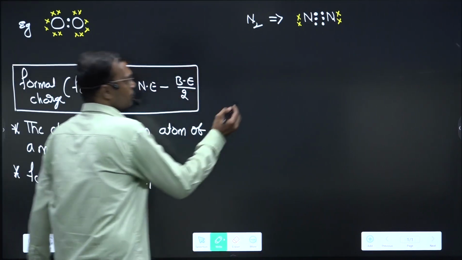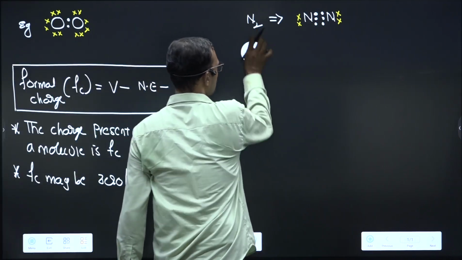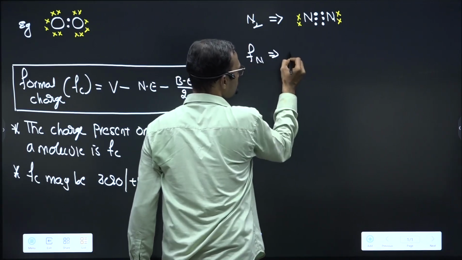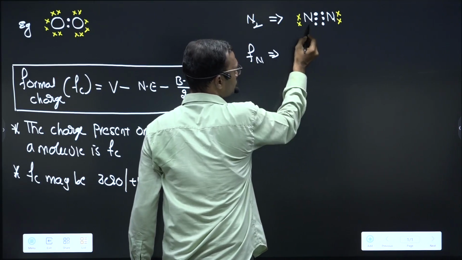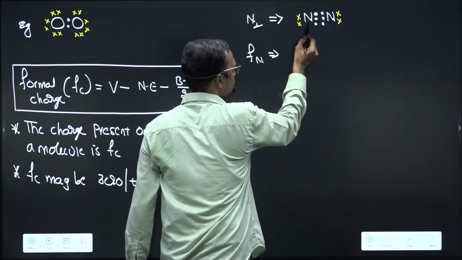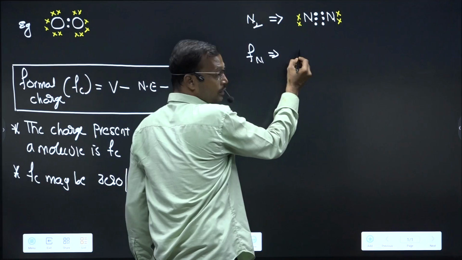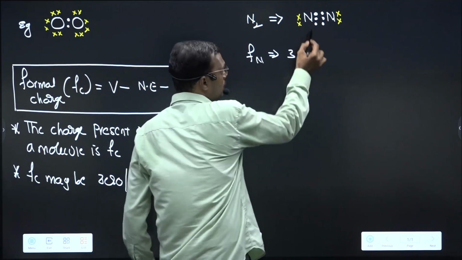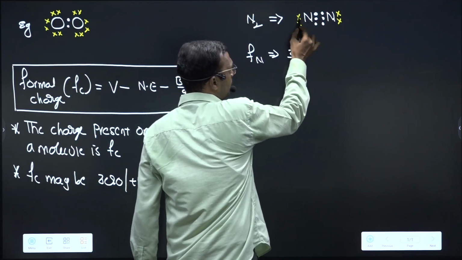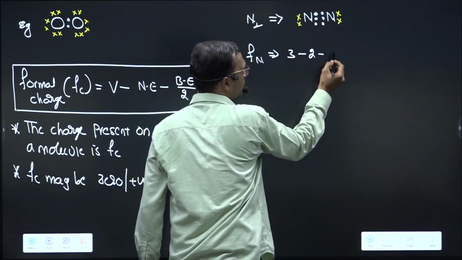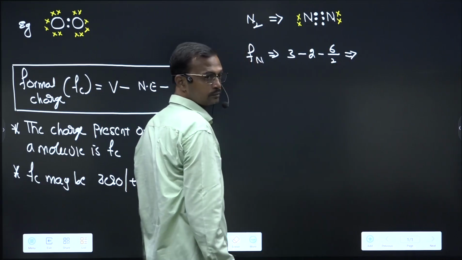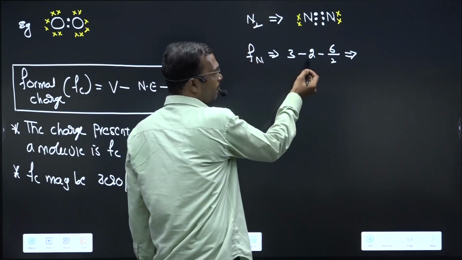Here, first I am writing nitrogen. Formal charge of this nitrogen. So what is the valence of nitrogen? Is it 3 or not? 3 minus how many non-bonding electrons on this nitrogen? Non-bonding electrons 2. How many bonding electrons? 6 by 2. Then what is the formal charge?